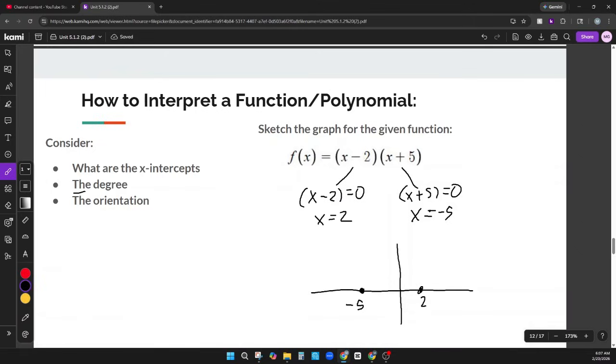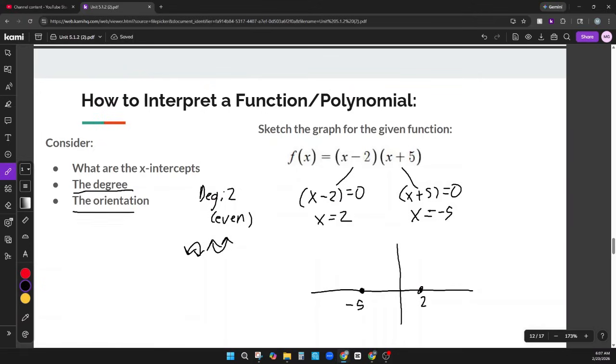And now I need to look at the degree. So I have two x values, two solutions. That means this is going to be a degree 2, which means that it's even. So I know that my ends are going to go the same way. From here, my two possibilities are something going like this or something going like this. Whatever I do, my function needs to end up going the same way at both ends.